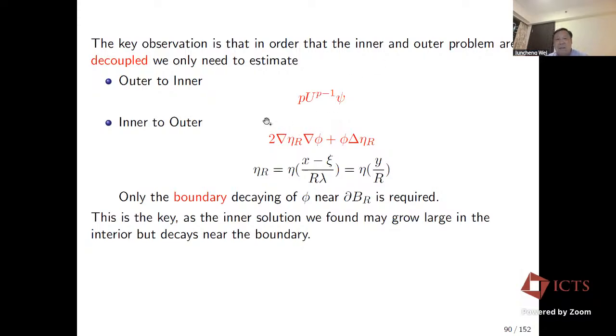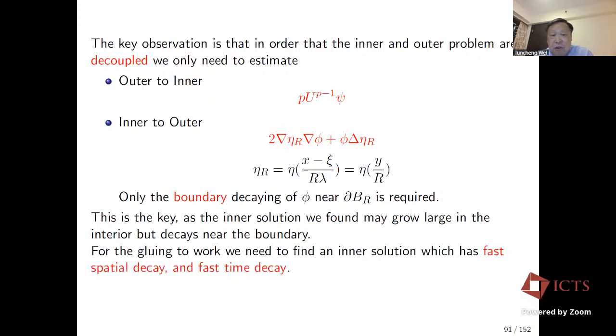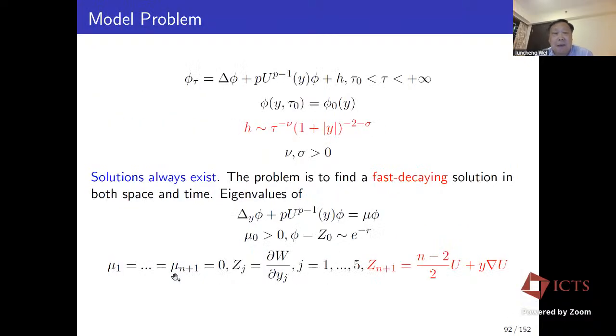So we have this inner to outer. The reason is that the inner to outer only has effect in the cutoff region. So this is the key: the inner problem we found may grow large in the interior, but decays near the boundary. And for the gluing to work, we need to find the inner solution which has fast spatial decay and fast time decay. So this is our model problem, okay?